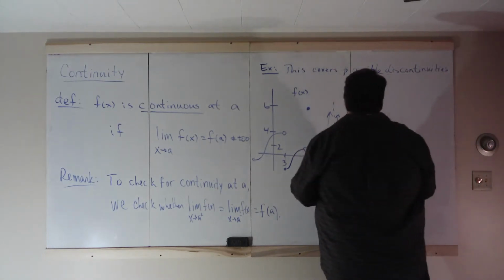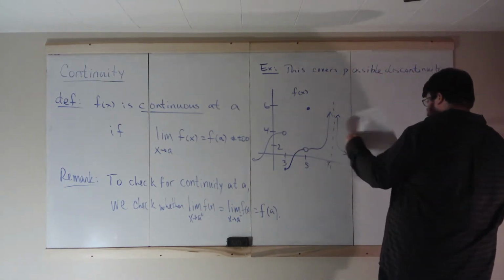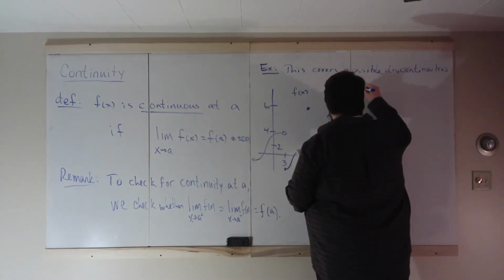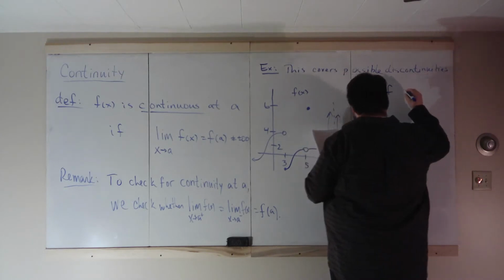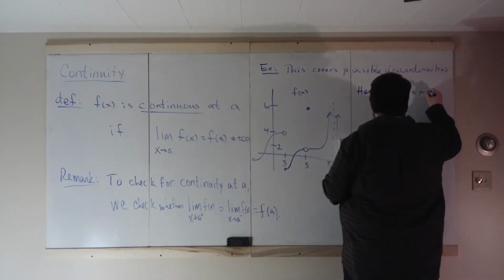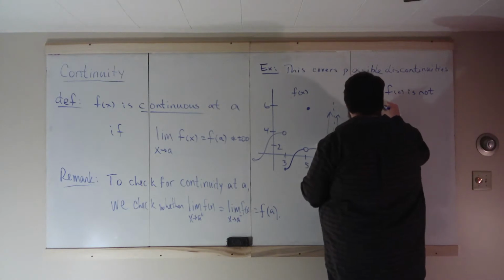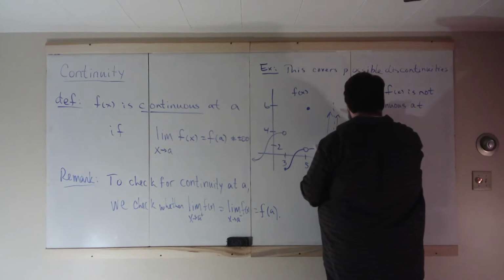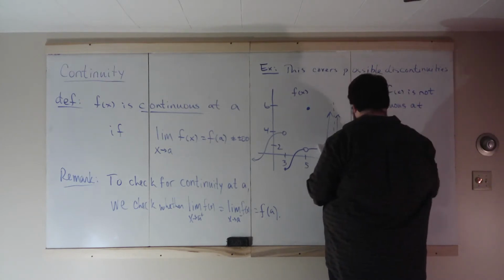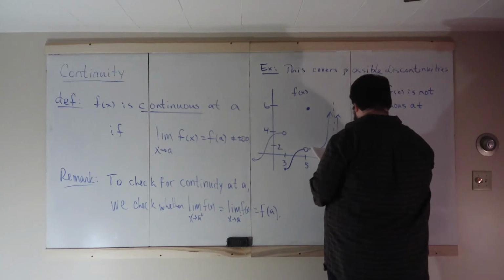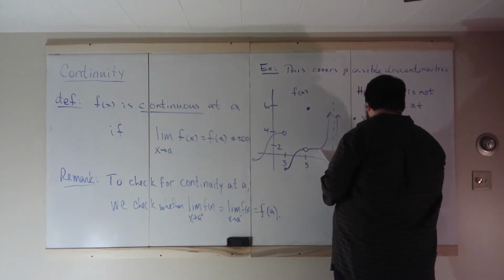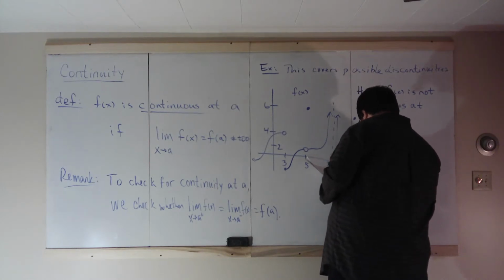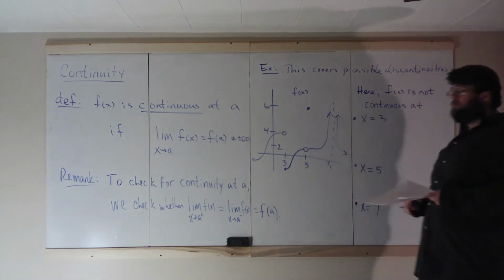So, how do I want to write this? Let's write it like this. Here, f of x is not continuous at x equals 3. And I'm going to leave a gap between each of these because I'm going to write a couple things here. At x equals 5, and it's not continuous at x equals 7 from the writing implement remark.